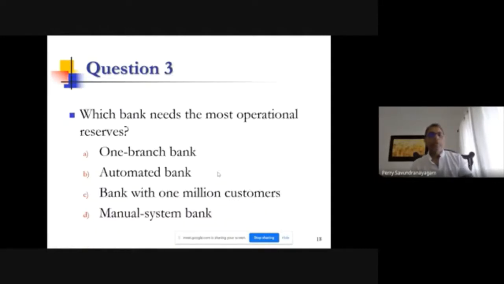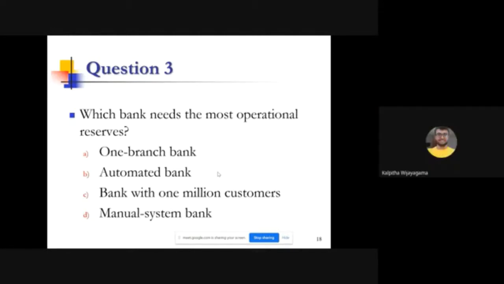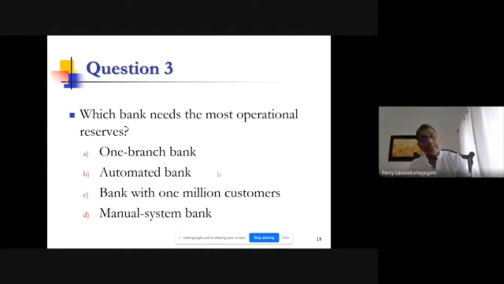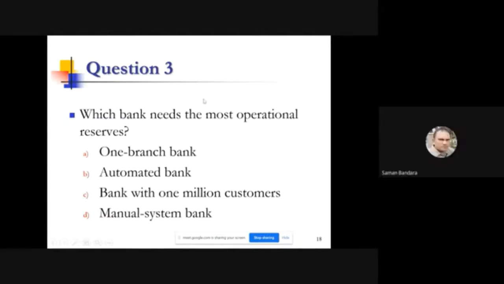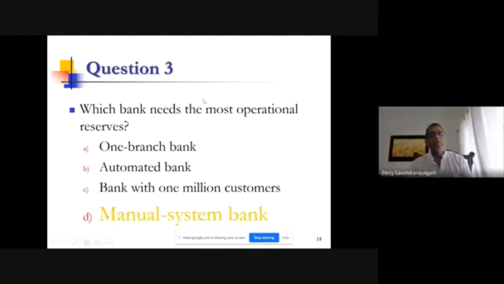Which bank needs the most operational reserves? One branch bank, automated bank, 1 million customers, manual system. Which bank needs the most operational reserves? Manual system bank. Okay. Any other answers? No, this is the manual system bank. Why is that?